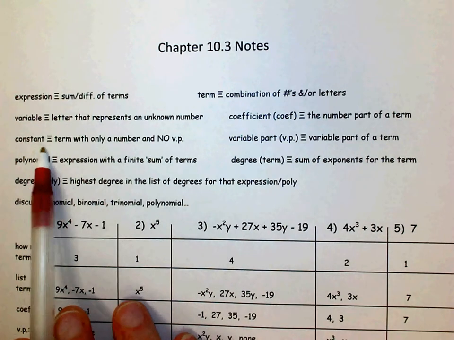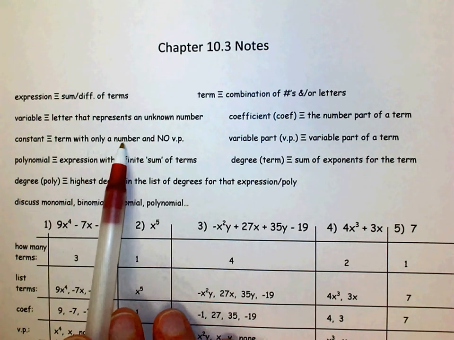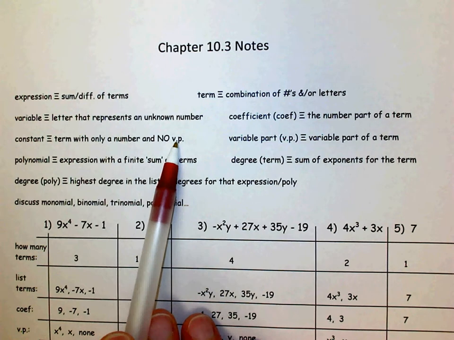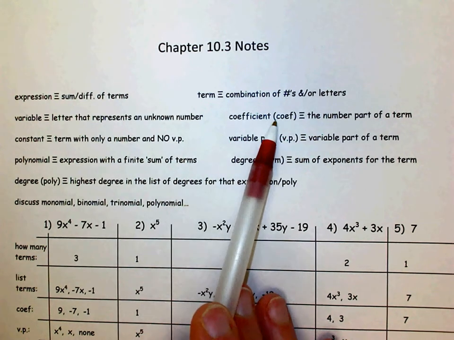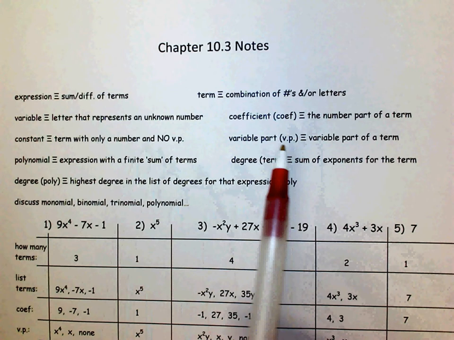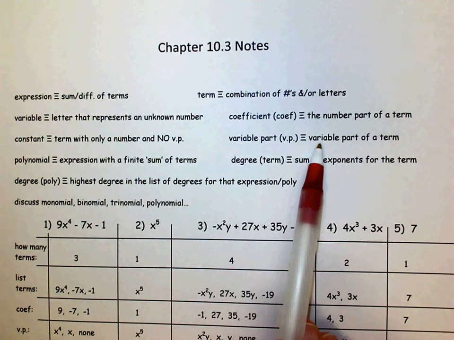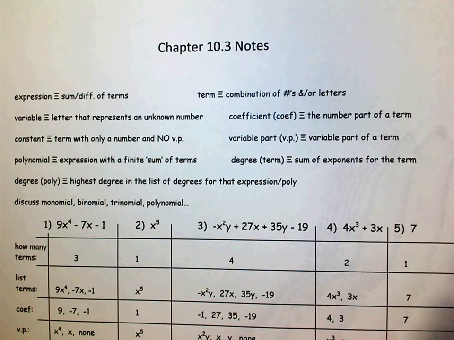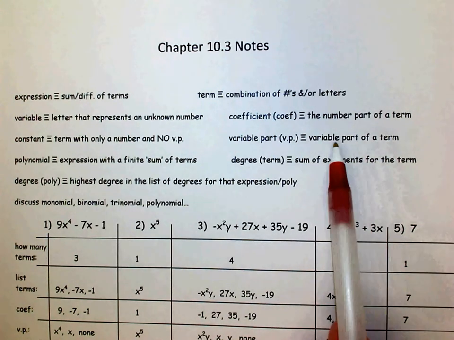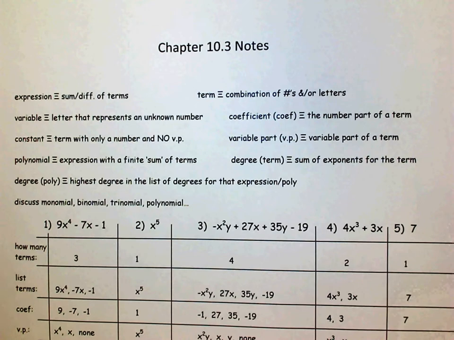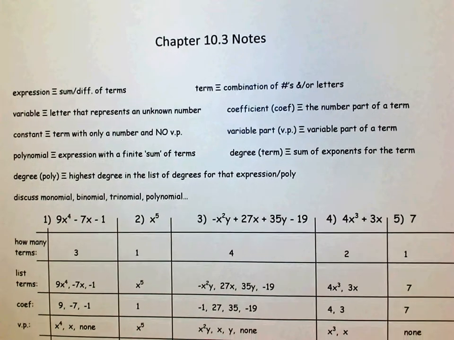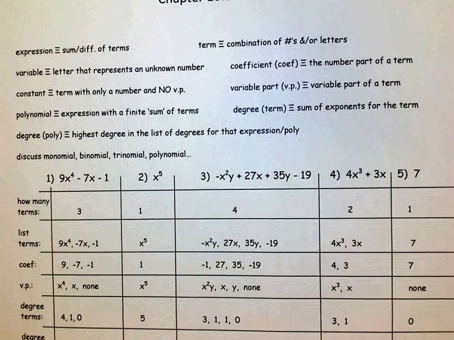A constant is a term with only a number and no variable part. So it only has a coefficient and no letter. Variable part, which I shortcut to VP, is the variable part of a term. Or the letter part of a term. And sometimes it's the combination of letters in a term.